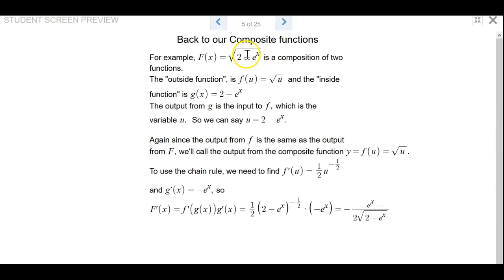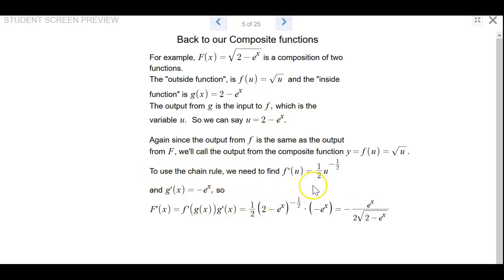So let's look at some real composite functions. Let's look at capital F of x equals the square root of 2 minus e to the x. My outside function is a square root, and my inside function is 2 minus e to the x. So I'm going to say my outside function is f of u equals the square root of u, and my inside function is g of x, which is 2 minus e to the x. So using the chain rule, what I'm going to need to do is find the derivative of the outside function, evaluate it at the inside function, and then find the derivative of the inside function and multiply them.